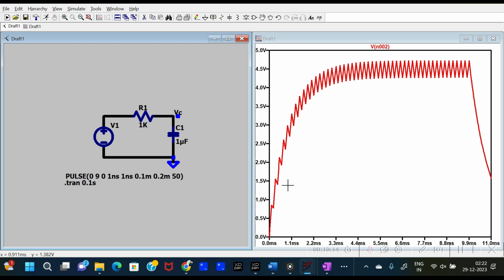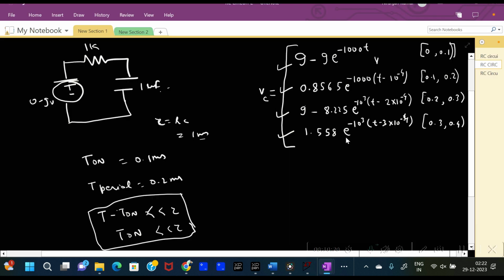This is the second charging of the capacitor, and that value is governed by this equation. If you put t equals 0.3 in this equation, you will get the value for the charging curve, which will be somewhere near 1.558. And that is the start of the discharging from 0.3 milliseconds to 0.4 milliseconds.